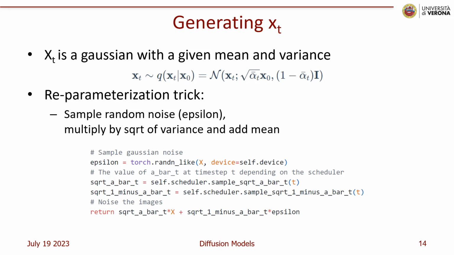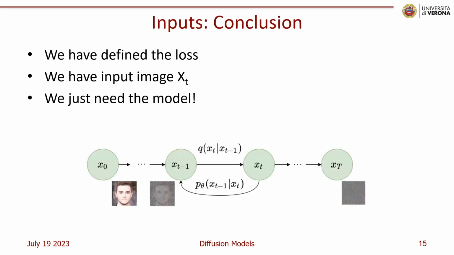And now we also have xt. So right now we have everything we need to actually train the model. We have the inputs, we have the loss function, we have the concept of what we want to do. The only thing we're missing is the actual model itself. So for that, we're gonna go to the next section, but before that, are there any questions?